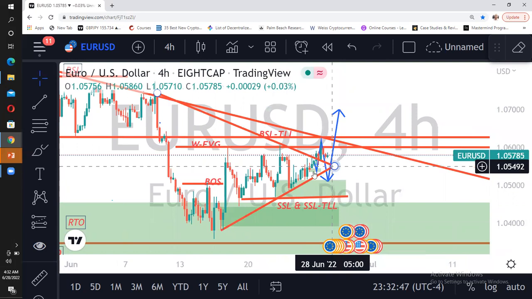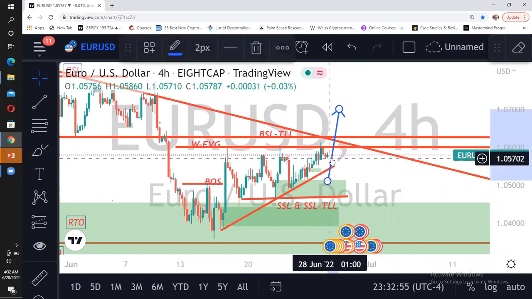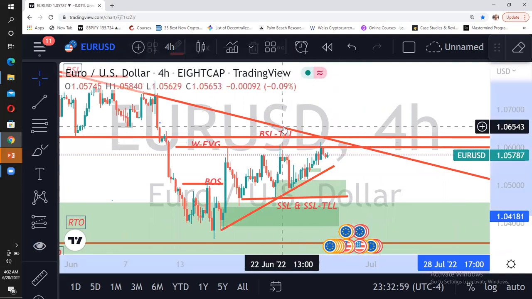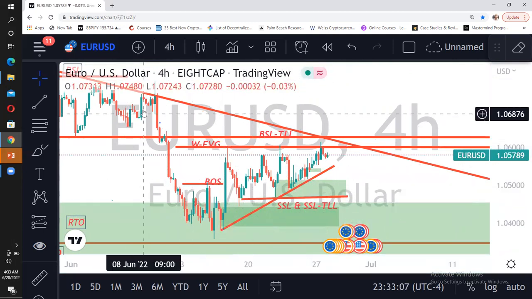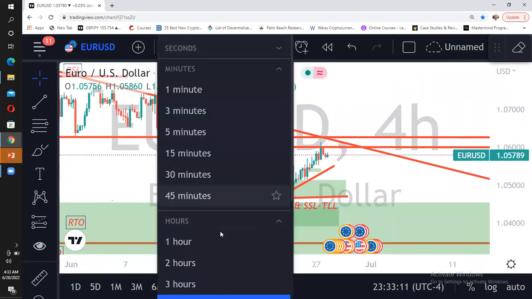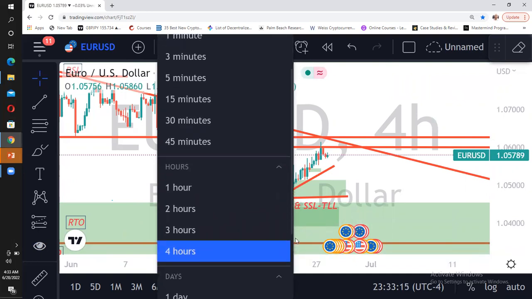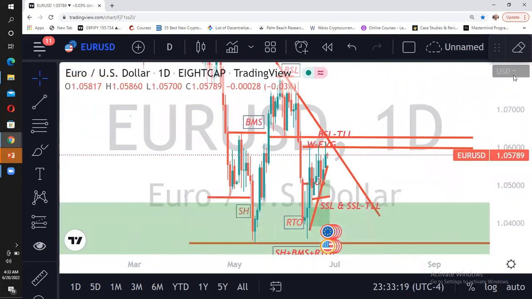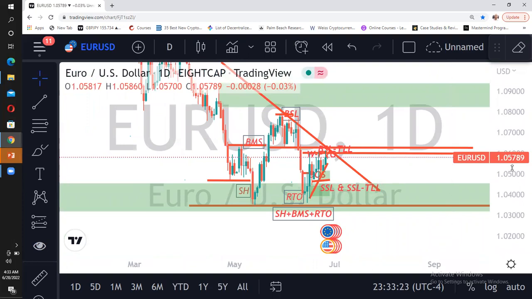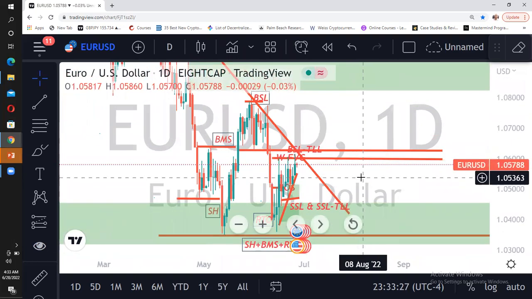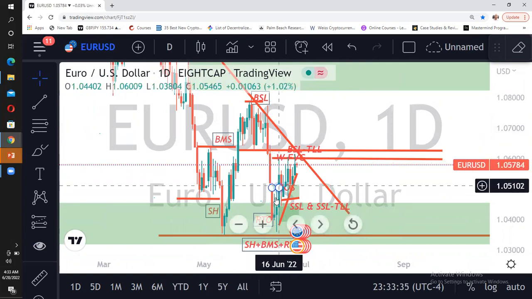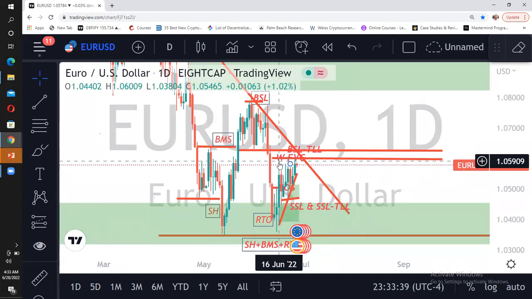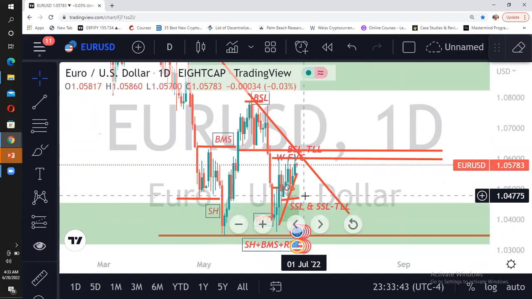I'm going to take out this so we can have a clear chart. Let's go straight to daily. These are daily charts. As you can see, we'll have an FVG between here and here. Market had traded into this particular FVG here and flushed down.